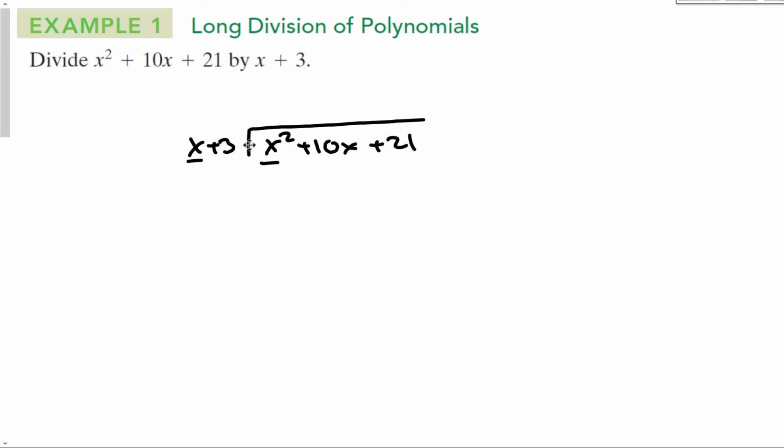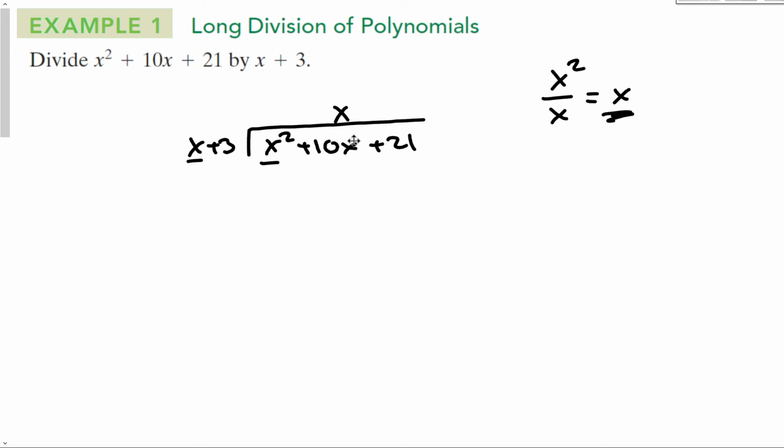What times x gives you x squared? And the answer is x. So we're going to write x squared over x is x. So we're going to write this as my first term, but I'm going to line it up. So I don't put it over the x squared because they don't match. I put it right here. So the powers match. Okay, and this is just a way to keep things organized for ourselves.